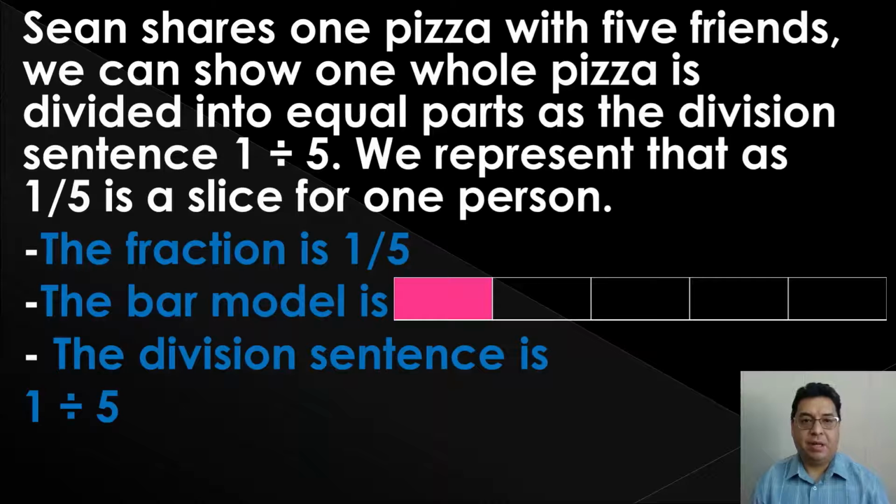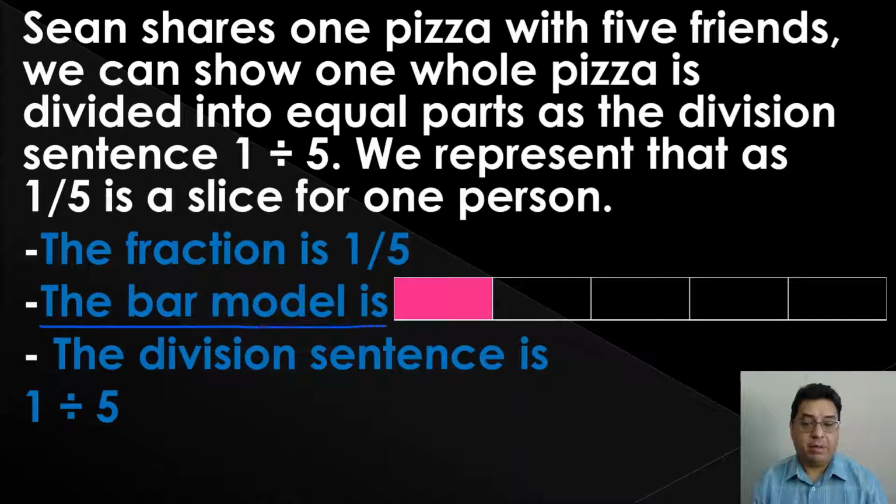So for this problem, it says Sean shares one pizza with 5 friends. We can show one whole pizza is divided into equal parts as the division sentence 1 divided by 5. We represent that as 1 over 5 is a slice for one person. We can call it 1/5. So the fraction is 1/5.